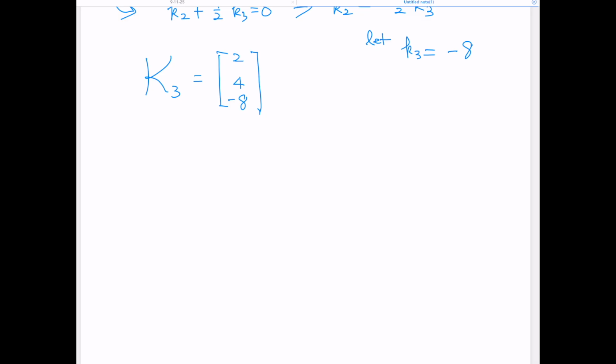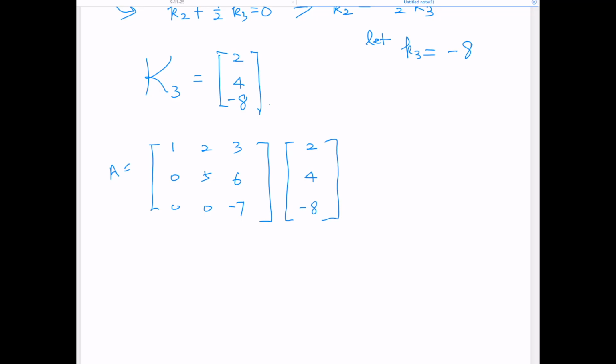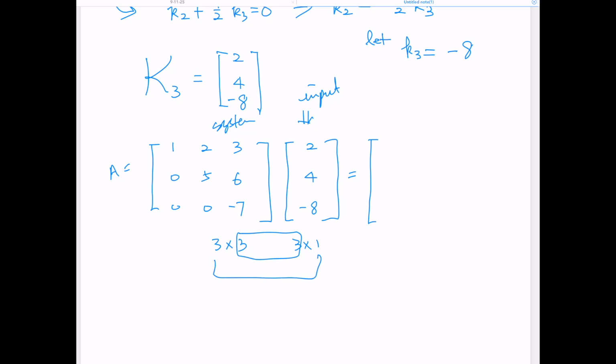So when do we use these eigenvectors? In the future, when you have a control system, we have a matrix, a given system as what? 1, 2, 3, 0, 5, 6, 0, 0, negative 7. That's the given matrix A. It's a given system. And then if we multiply any eigenvector, 2, 4, negative 8, for example, as an input, this is the given system, then see what happened to the output. This is 3 by 3, this is 3 by 1. Inner numbers are the same, good. Outer numbers, that's our result.